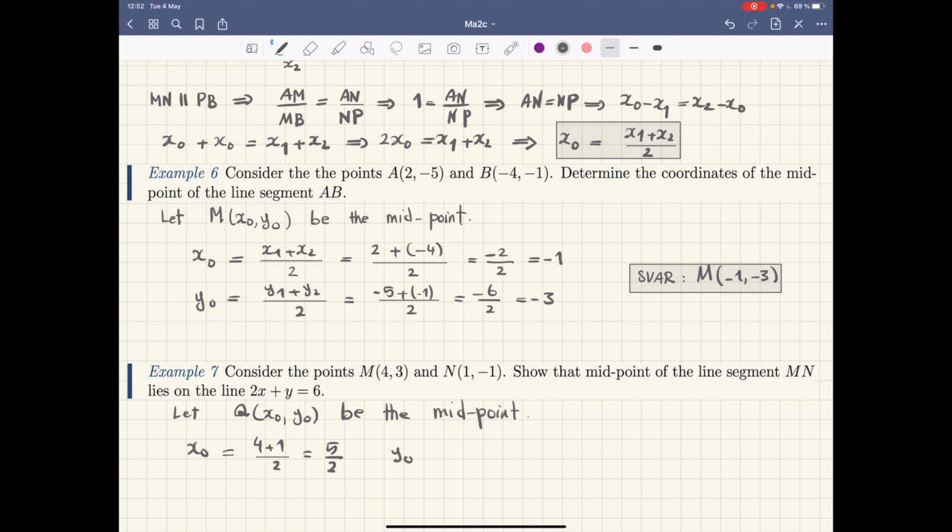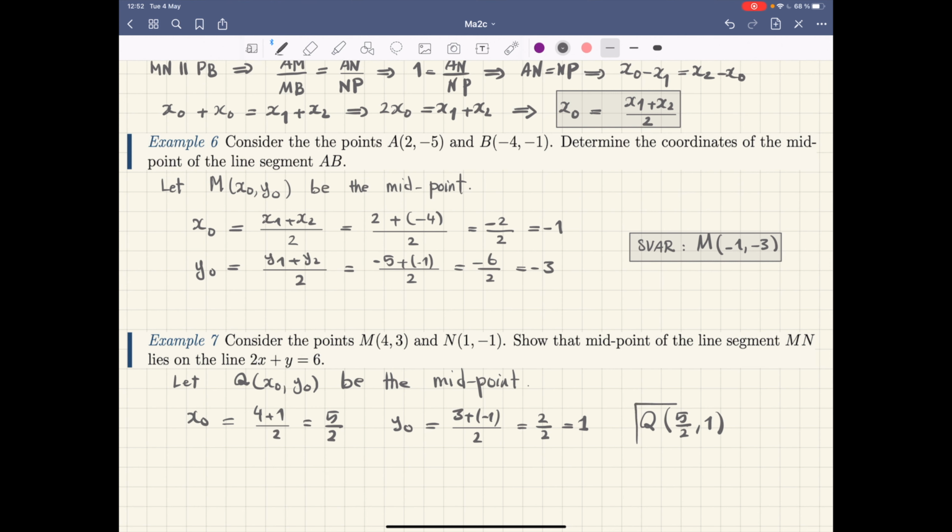And then what is y naught? Y naught is y1, 3 plus minus 1 divided by 2. So then it becomes 2 divided by 2, which is 1. So my midpoint is 5 over 2 and 1. Okay, so this is my midpoint. I want to check if this midpoint lies on this line or not.